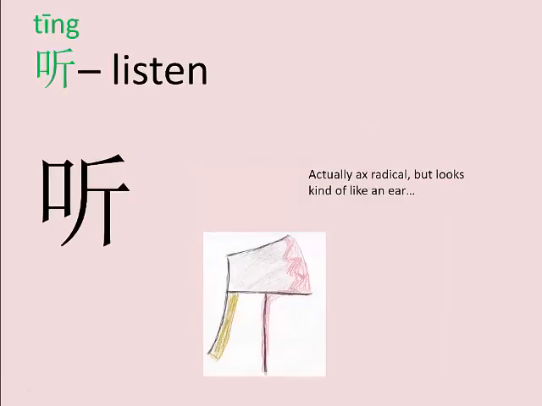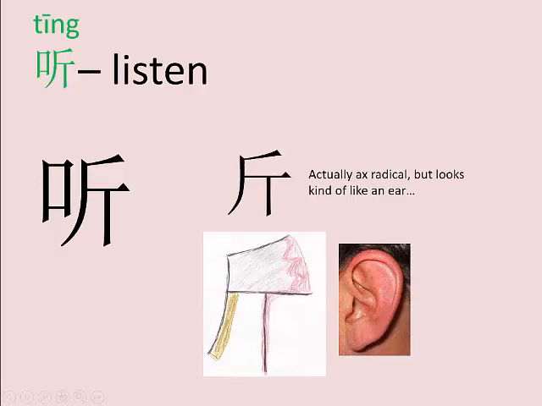The next character you have to trace is ting, which means listen. And it has a mouth radical, and in simplified form it's combined with an ax radical, which is supposed to kind of look like an ear. Right? And you can make up a story to help you remember that, like, oh, her voice sounds like an axe to my ear or something.